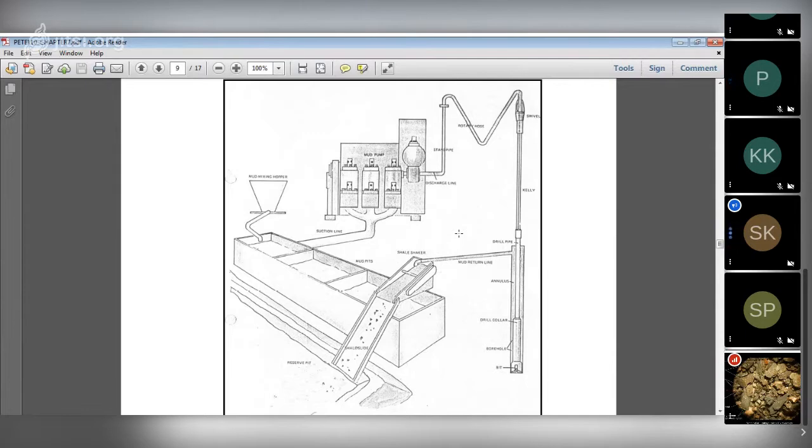One more thing I can add: when we see in the figure, this mud return line is called the flow line. The mud comes out from the annulus, goes to the mud flow line, and from the flow line it is transferred to the shale shakers.